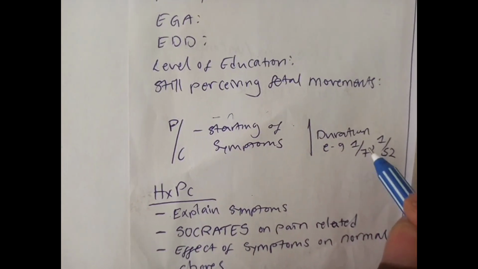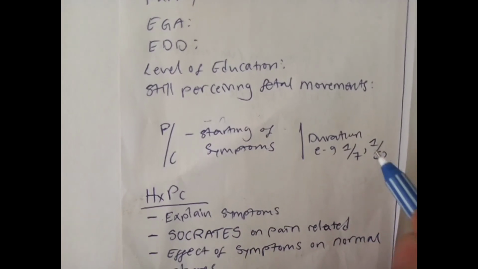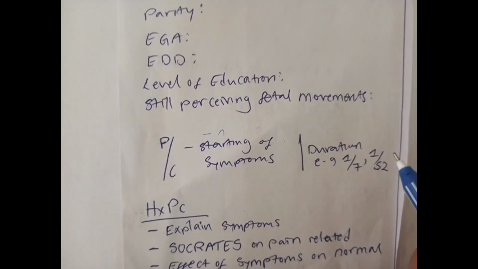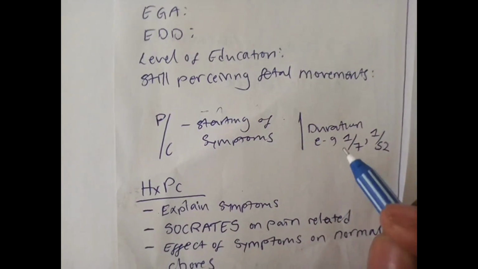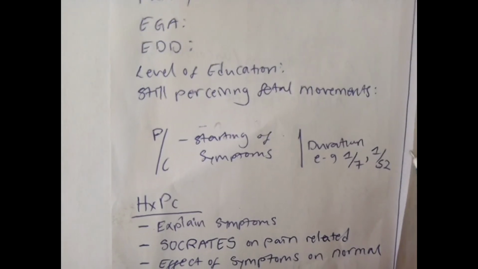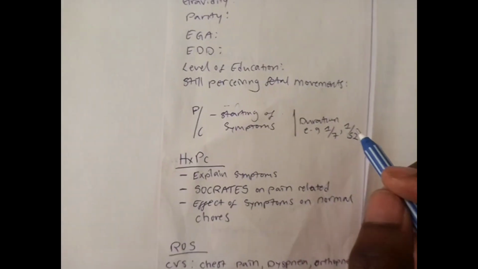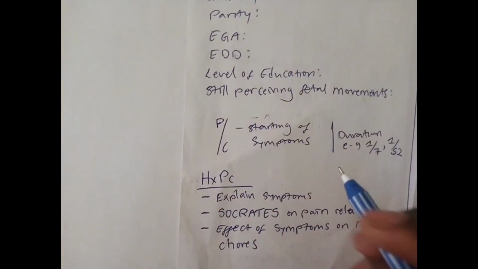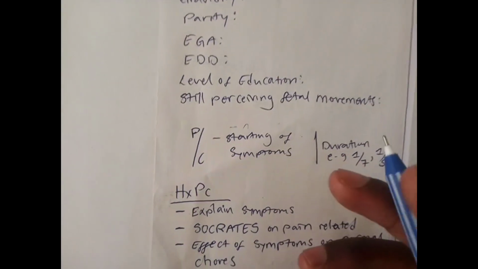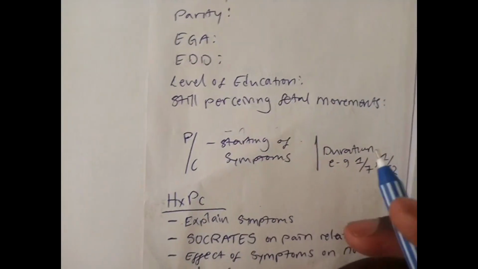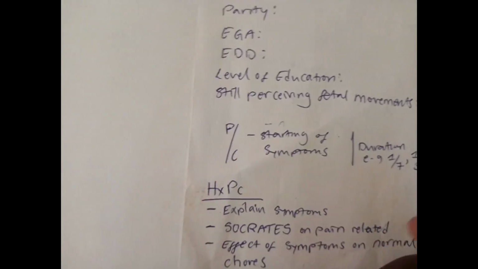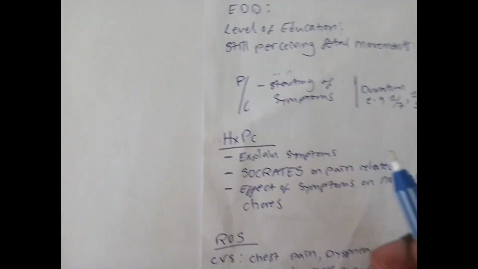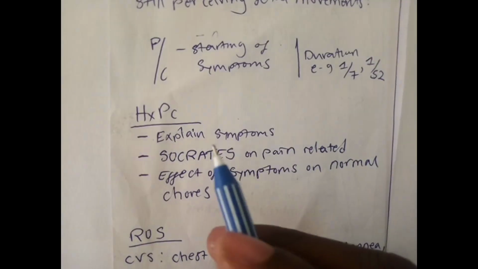So if it's 1 day, we write 1 out of 7. If it's 1 week, we write 1 out of 52. 2 weeks, 2 out of 52. Then if it's a month, we write 1 out of 12. Or if it's 2 months, 2 out of 12. Then if it's hours, we can just say times 3 hours or 3 hours. That's how we write. And then we go to the history of presenting complaint.